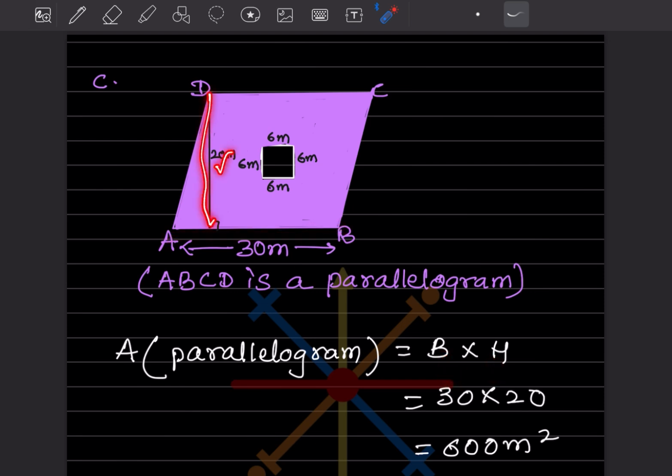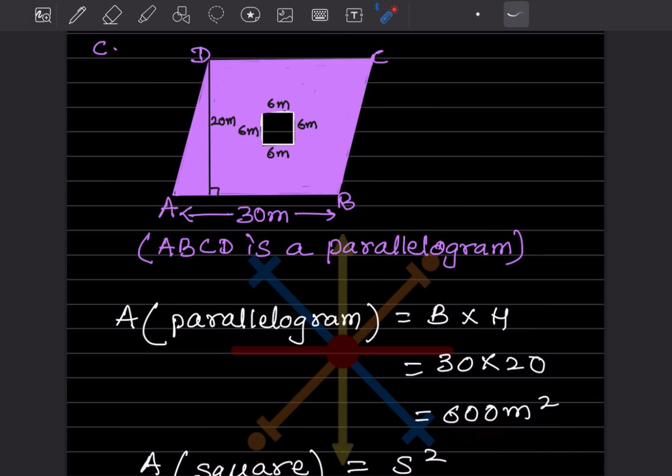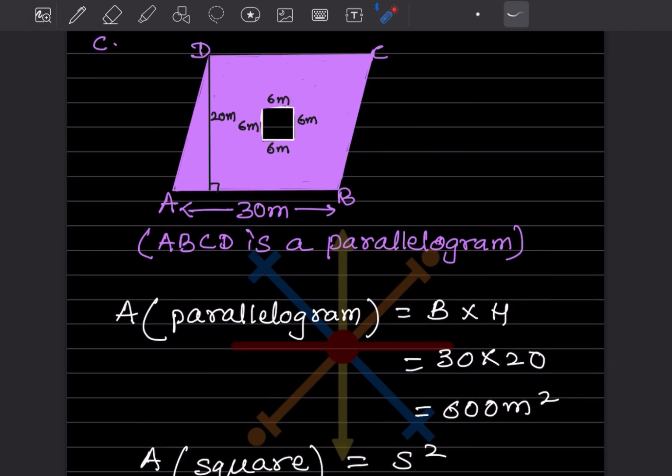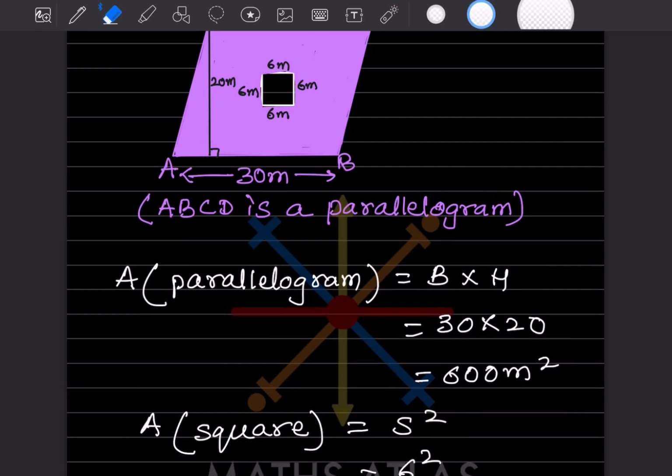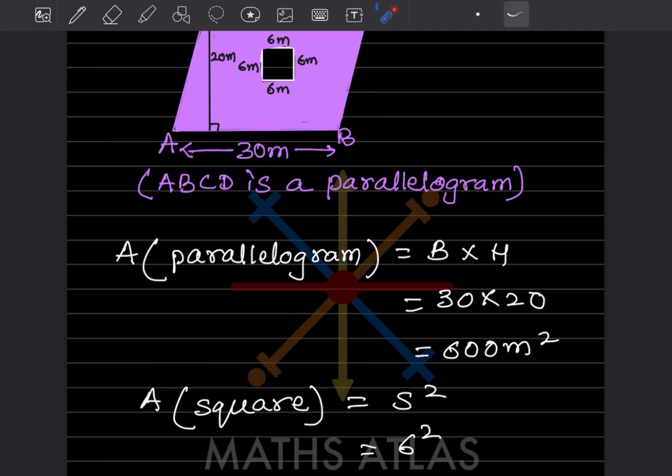So that is 20 meters. So that is going to be 600 meters square. Now we have to cut down this one. The area of the square, you know the formula, is side square. So this is 6 into 6, that is 6 square, which is going to be 36 meters square.